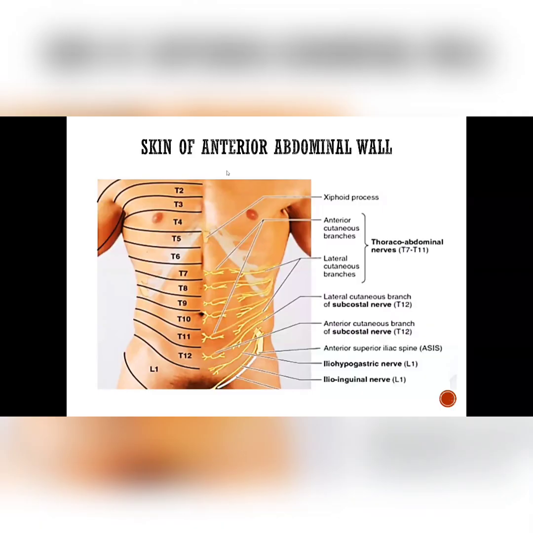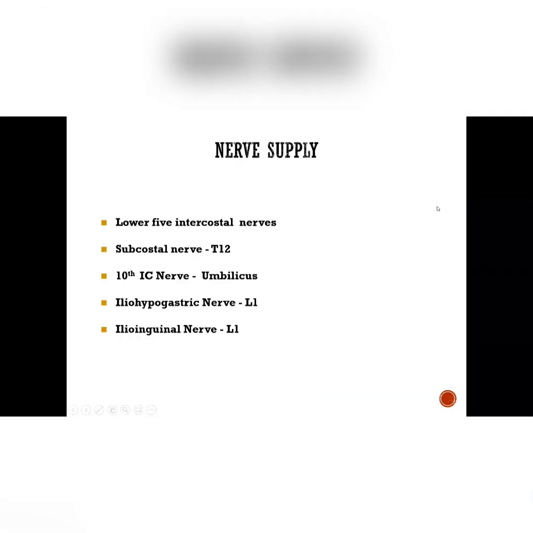T10 dermatome. Good. So please have it branded in your memory. T10 dermatome is what is present at the level of the umbilicus. And in a lean individual, the vertebral level of the umbilicus is at the level of the L3 vertebra. You can go through this nerve supply and learn it by heart.